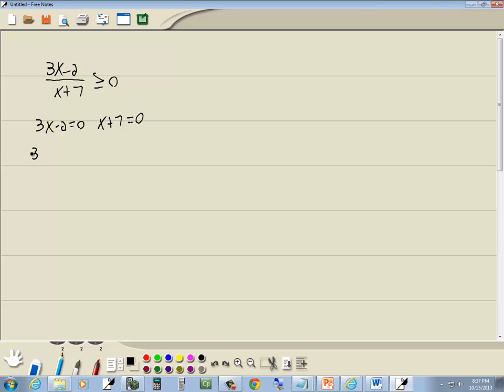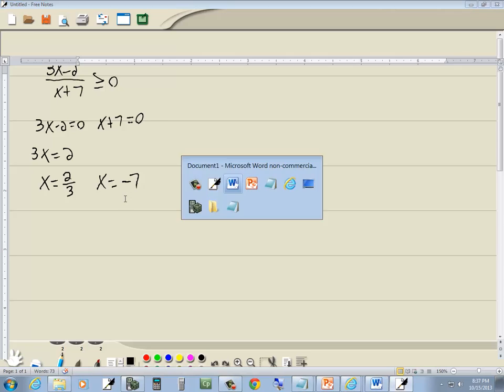Now 3x - 2, I take the negative 2 to the right side, becomes a positive 2. Divide both sides by 3, and we get x equals 2/3. Here I take the 7 over, and it gives us a negative 7. And these are our critical values.